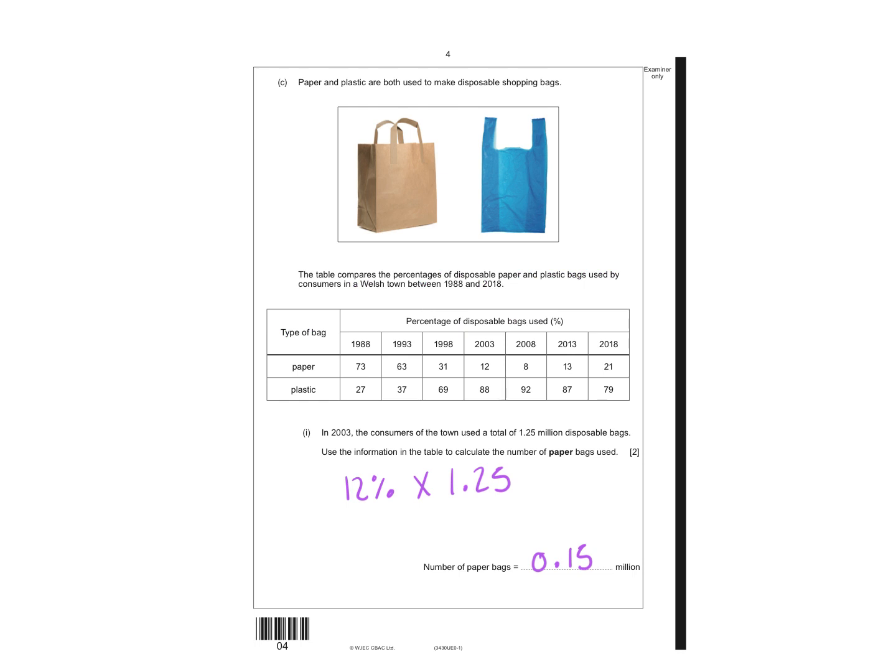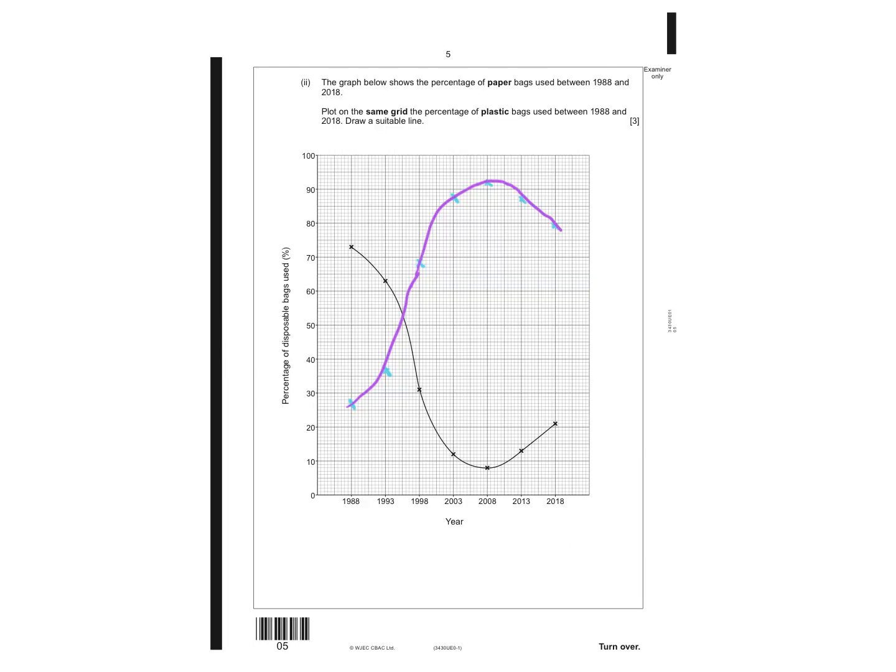Lovely bit of information now about plastic bags and paper bags, and looking at the different amounts that they have been used, essentially the percentage of them used. In 2003, the consumers of the town used 1.25 million disposable bags. Use the information in the table to calculate the number of paper bags used. So 12% essentially of 1.25 million, because that's how many paper bags were used.